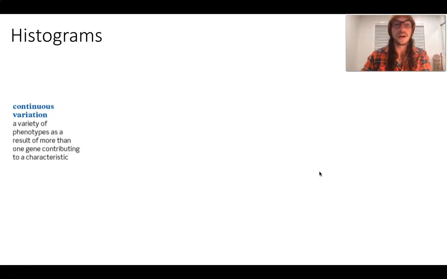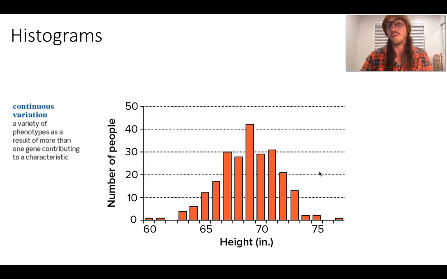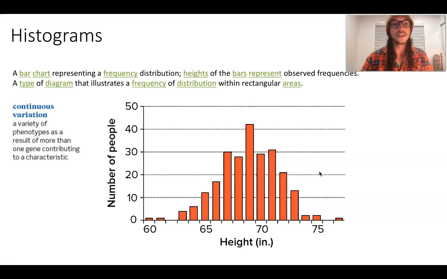So to represent continuous data, we use what are called histograms. And histograms are a bar chart representing frequency distribution, whereby heights of the bars represent observed frequencies. It's a type of diagram that illustrates a frequency of distribution within these rectangular areas.